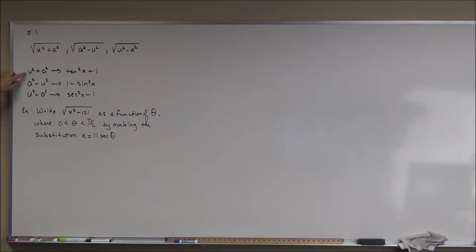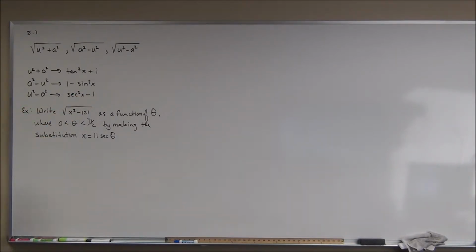The u squared plus a squared is very much like tangent squared x plus 1. Now remember, a is a constant, so that's like a 1, and u would be considered in this case the tangent of x. A squared minus u squared would be 1 minus sine squared x. Now we know that tangent squared x plus 1 is secant squared x, and 1 minus sine squared x is cosine squared x. And then here, u squared minus a squared, where my u would be the secant of x, secant squared x minus 1, and this of course is equal to the tangent squared of x.